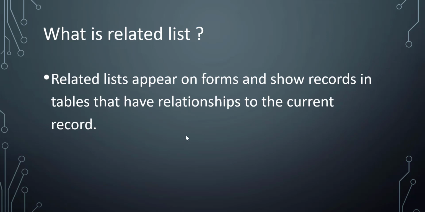This definition is from the ServiceNow docs, but in other words, related lists appear at the bottom of forms, where we show the related records from another table.